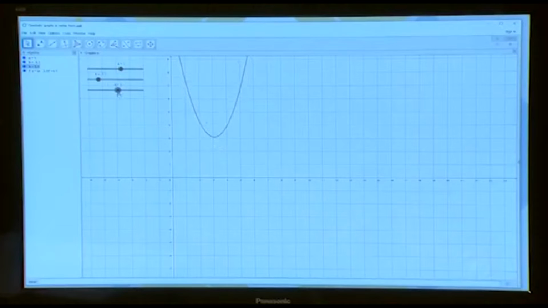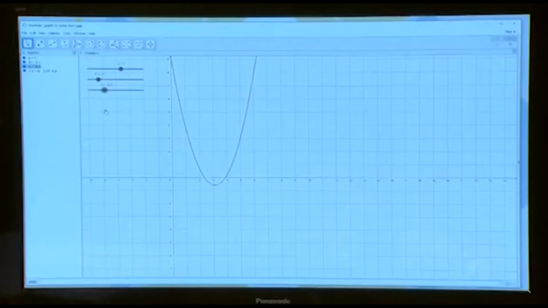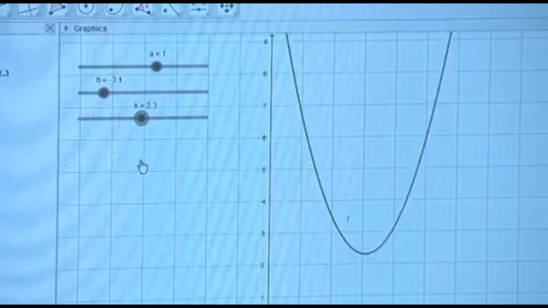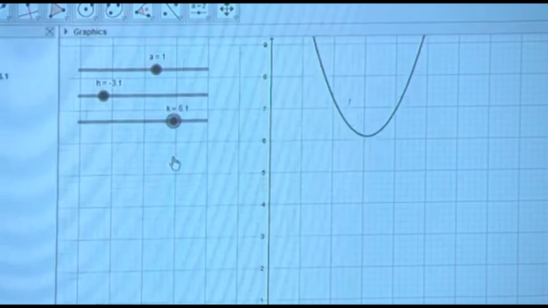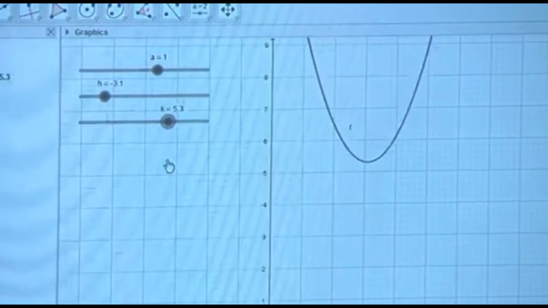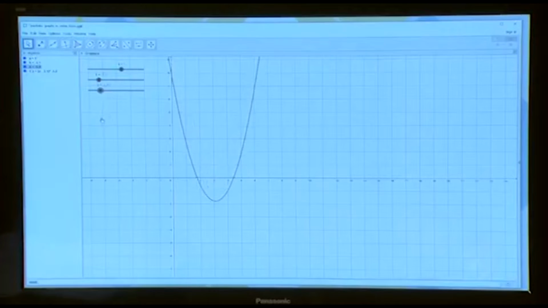What do you know? You're right. Oh, look at that. You are correct. So our K is actually moving our graph up or down. And if we look now, based on where we started, as our K values move to the right, our graph is moving up. And as our K value decreases, our graph is moving downward.